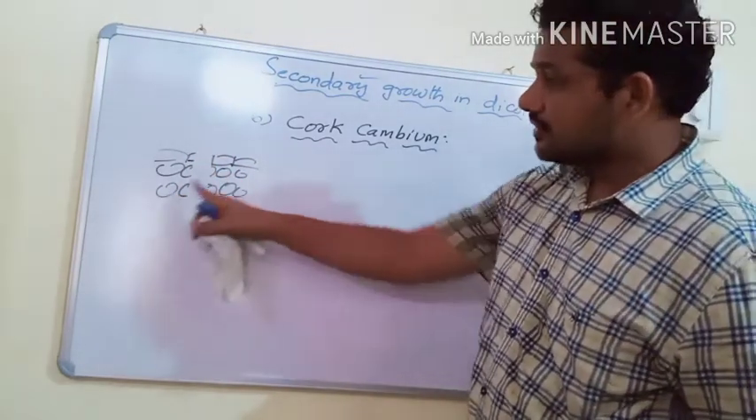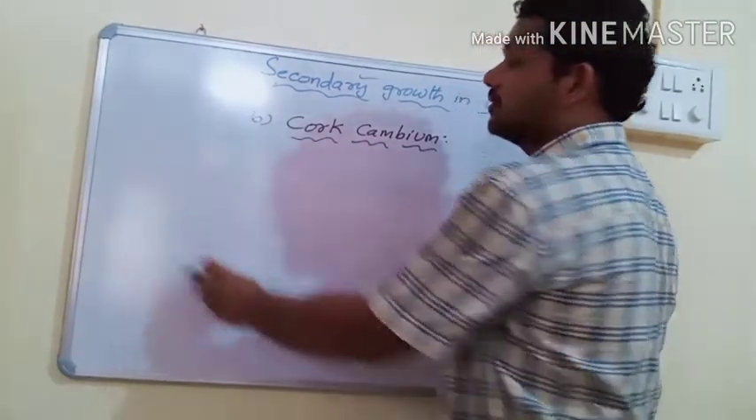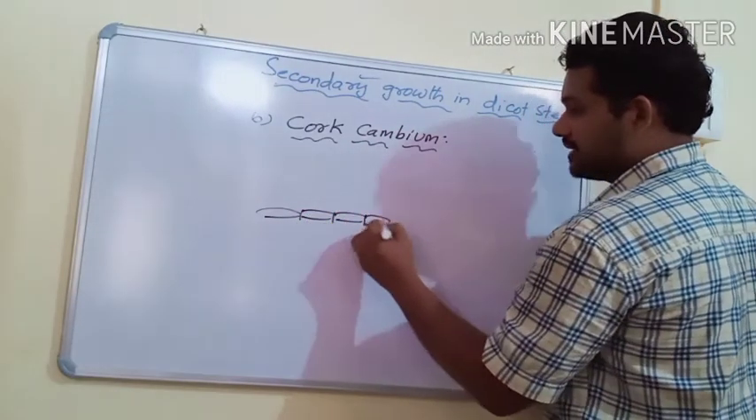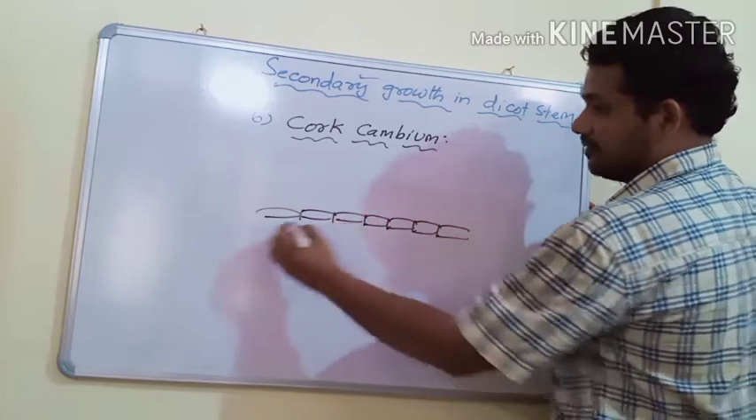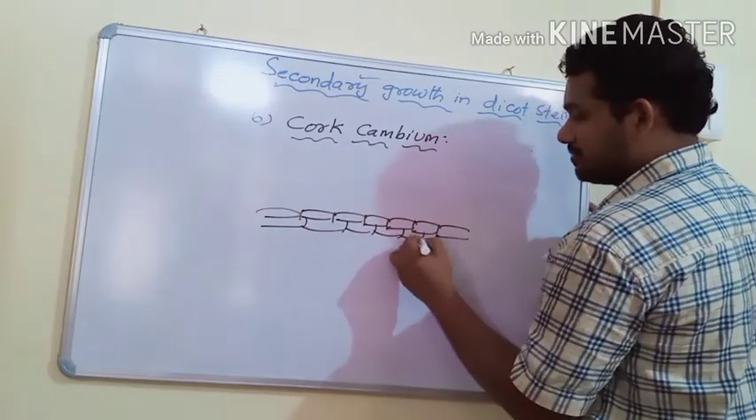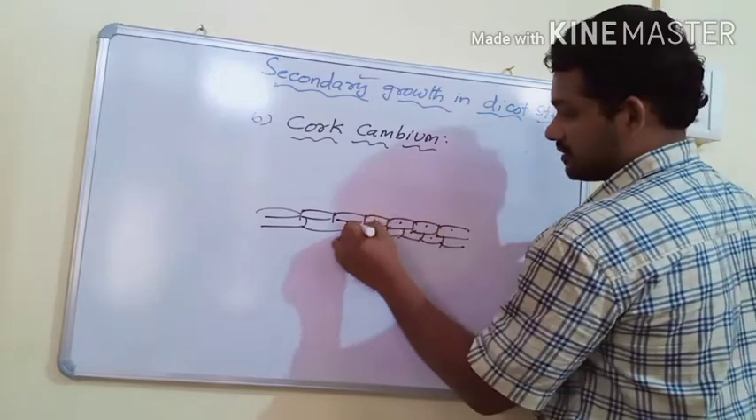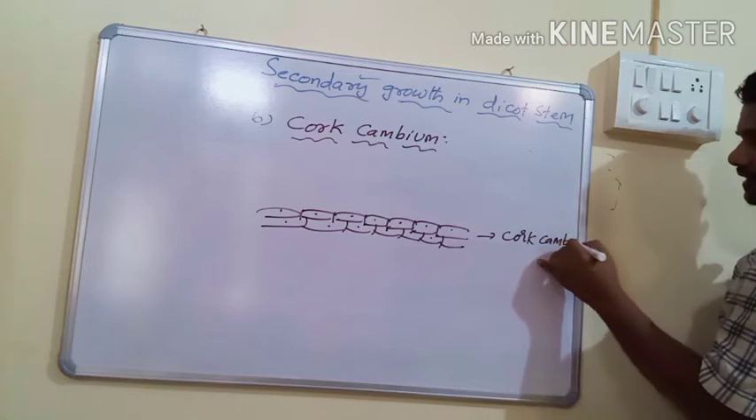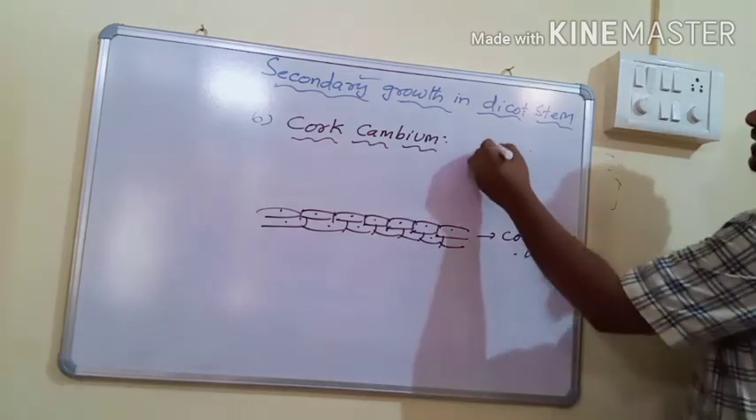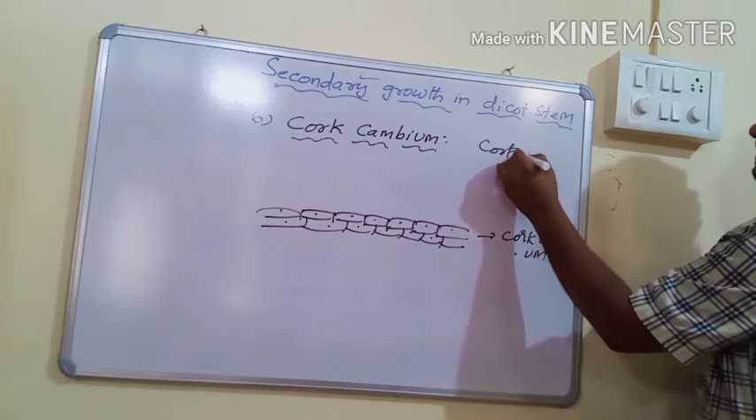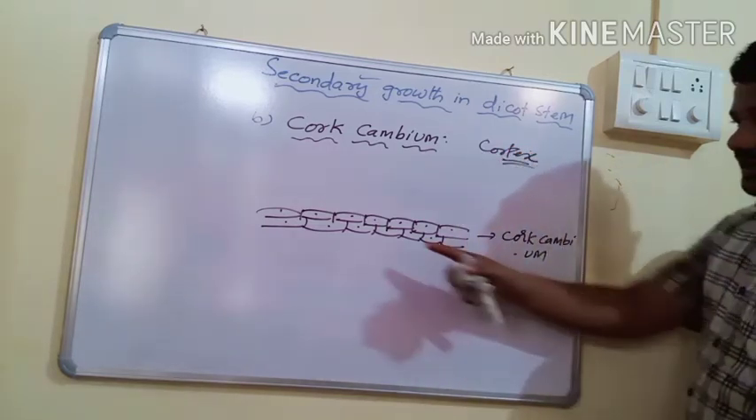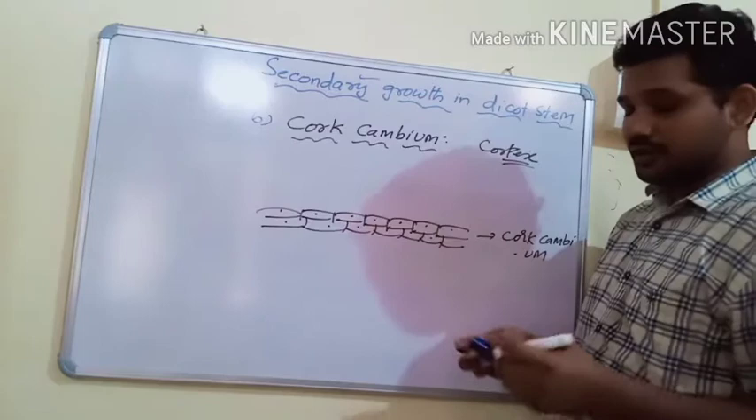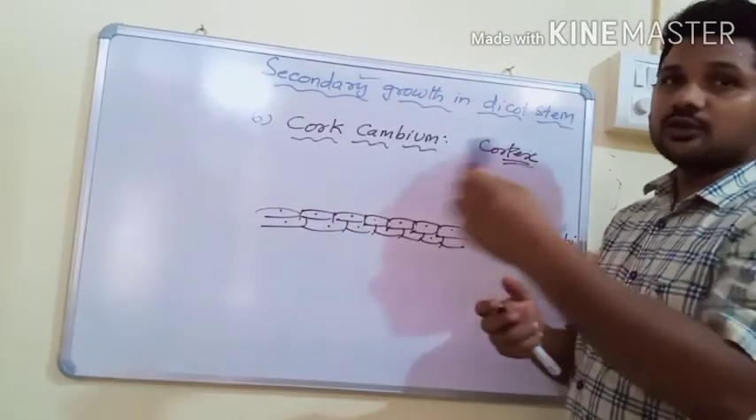For that, some of the cortical cells produce a continuous bilayered meristematic tissue, that is nothing but cork cambium. In many cases, cork cambium is produced by cortical cells. So cork cambium is a bilayer. It is made up of narrow parenchymatous cells. And this cork cambium cuts off cells on both the outer side and the inner side.